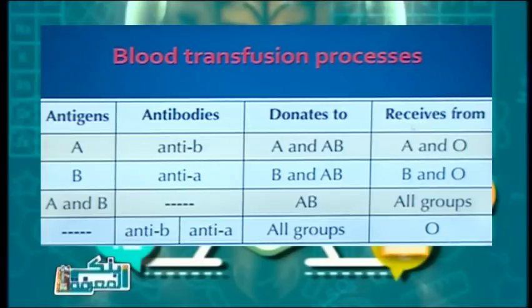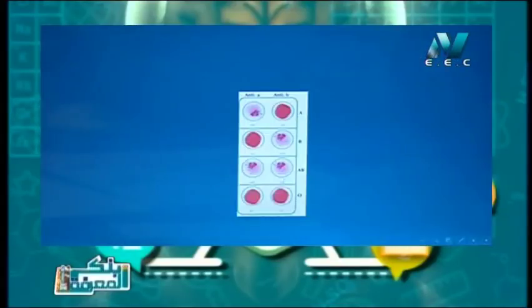Which one receives from the other one? The blood group A receives from A, and from O also. B also receives from B and O. AB receives from all the other blood groups, and O receives only from O.